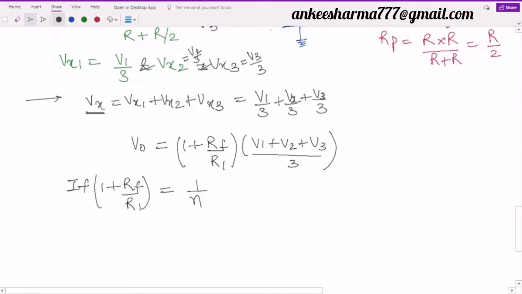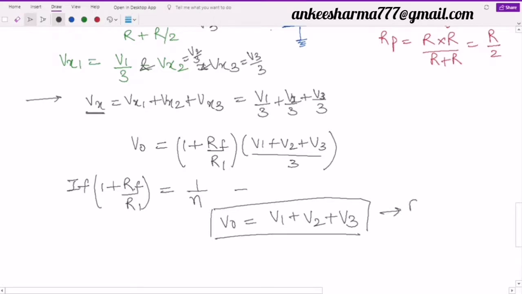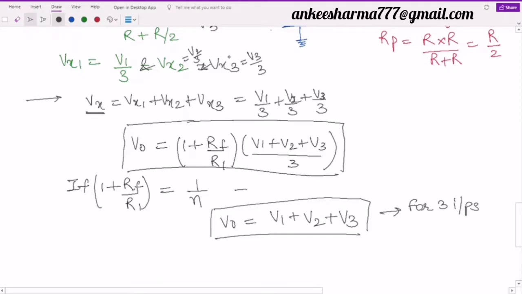Right? If it is equal, then in this case my output will be V0 equal to V1 plus V2 plus V3. This is the case of my summing amplifier for 3 inputs. Or I will make use of this formula as my general formula. Right? For the summing amplifier.